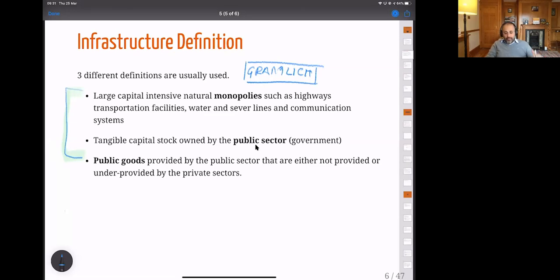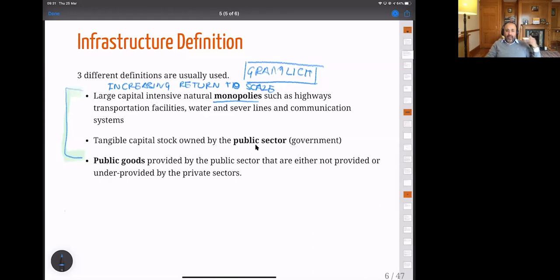So what is the definition of infrastructure? Monopolies. And why are they monopolies? Because they are large capital-intensive monopolies. So they have increasing returns to scale. And because they have increasing returns to scale, they're natural monopolies. So anything that has very, very high increasing returns to scale is a natural monopoly.